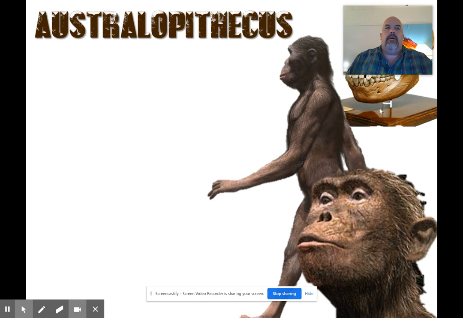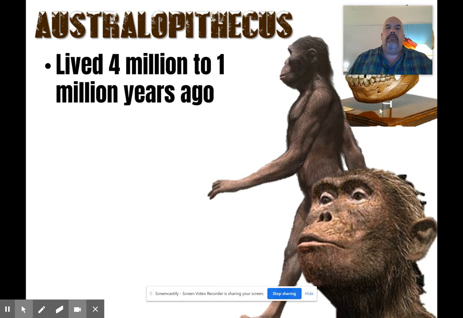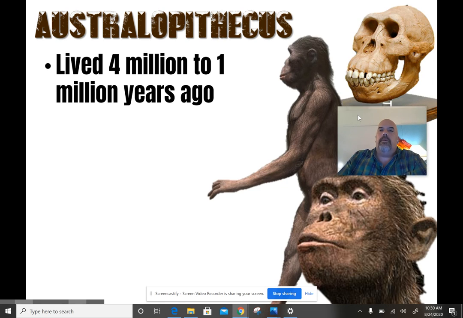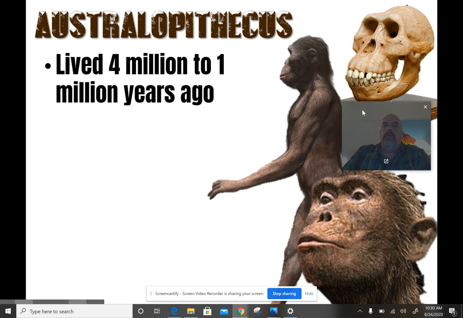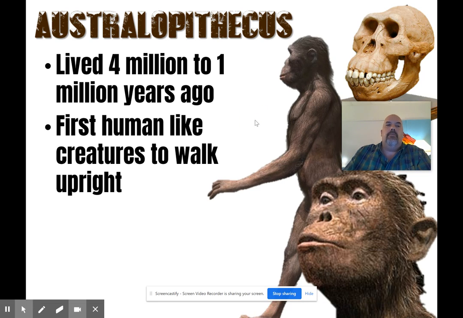Let's talk about Australopithecus. They lived 4 million to 1 million years ago. If you look, there's a skull right there. Very flat nose, protruding jawline, almost ape-like. They were the first human-like creatures to walk upright. All of these guys walked upright, if you want to argue that, but this is one of the first ones to walk somewhat upright on two legs.